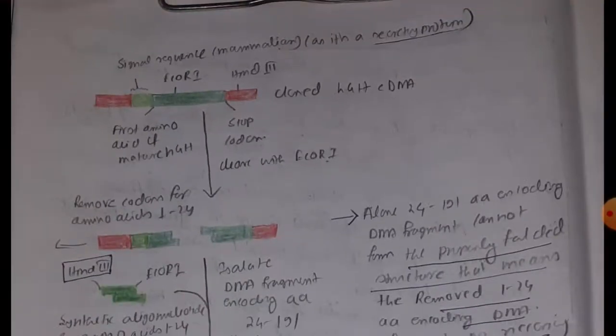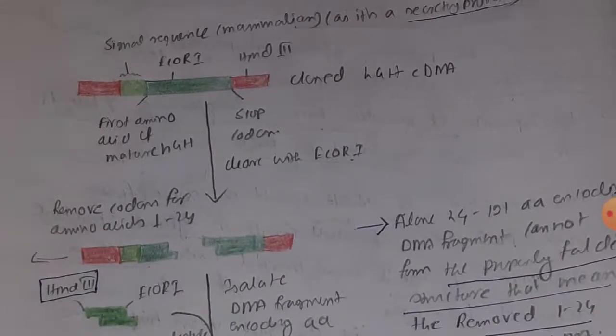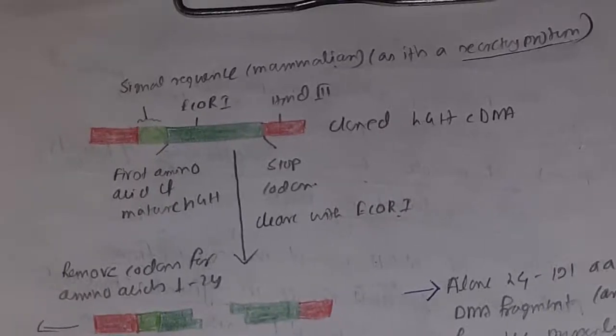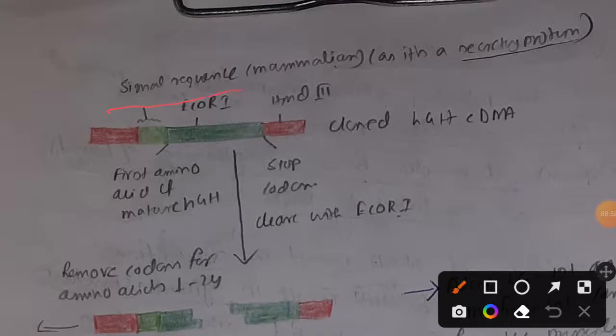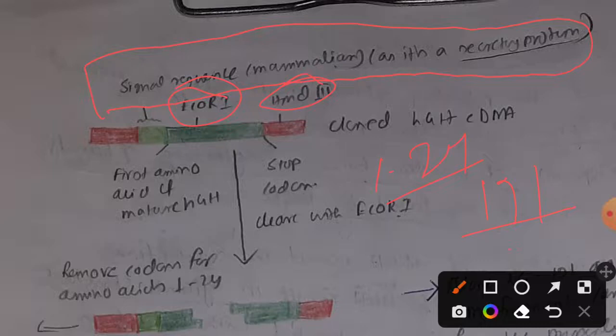Now I want to mention another important thing here, that it is a secretory protein. That is why it consists of a mammalian signal sequence. It also contains an EcoRI cut site near amino acid 24. And remember one thing, that human growth hormone is a hormone of 191 amino acids. There is the EcoRI cut site after 24 amino acids, and there is also a HindIII cut site, although which is not a part of human growth hormone. There is a stop codon, you can see it, and the first amino acid of mature human growth hormone.